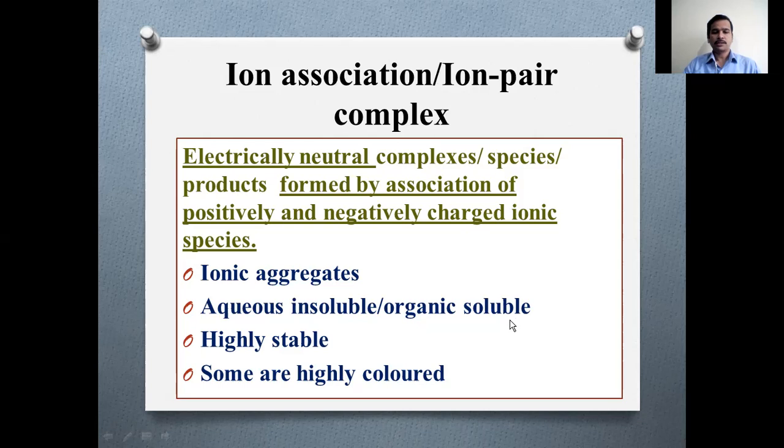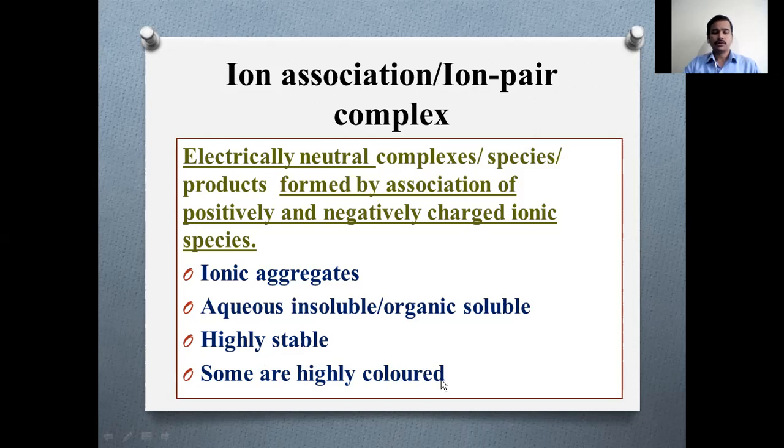Once these complexes are formed, many ion association complexes will be highly stable. They do not undergo dissociation or ionization to get separated into positively and negatively charged species. Once these electrically neutral complexes are extracted into the organic layer, they will be highly stable. Due to the absence of charge separation, positively and negatively charged species are not going to be formed. Therefore, they are highly stable.